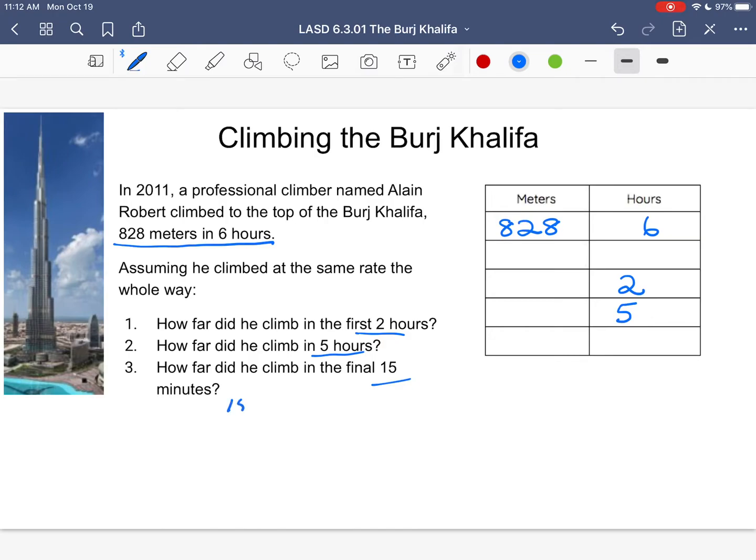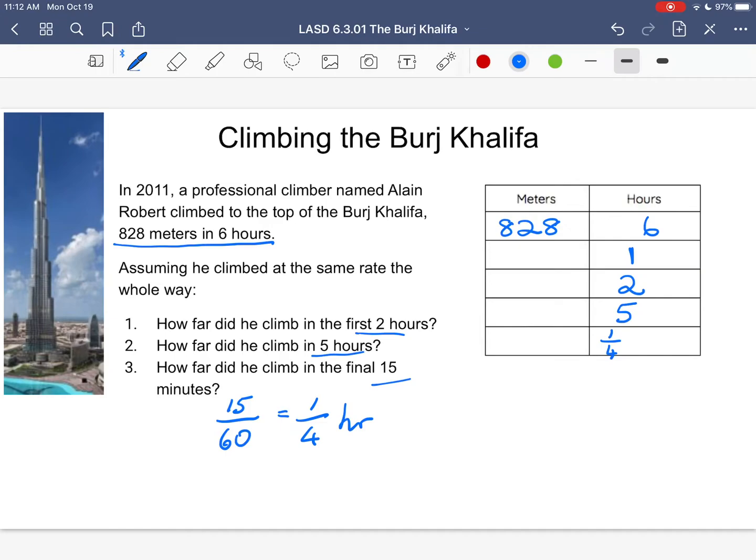Now 15 minutes is a different unit, obviously, and there are 60 minutes in an hour, so 15/60ths of an hour. We can divide both by 15. That's 1/4 of an hour. So let's find our unit rate. All of our numbers are in the hours column, except for the one on the meters, so I'm putting my 1 there.